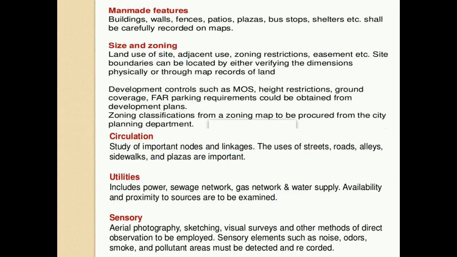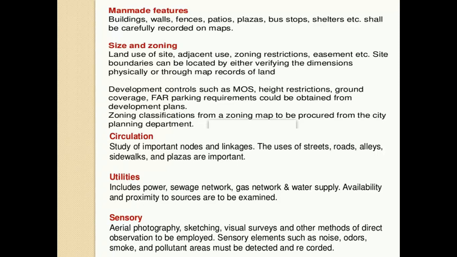Now man-made features, in that again, synthesis of site selection. Buildings, walls, fences, patios, plazas, bus stops, and shelters shall be carefully recorded so that the approach can be made very easily. Then size and zoning, land use of the site, adjacent zone, adjacent use, and zoning restrictions, where a school zone or silent zone or traffic zone is there, we need to assess that, easements, etc.